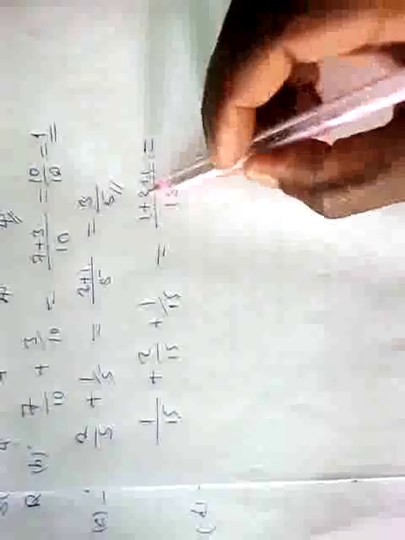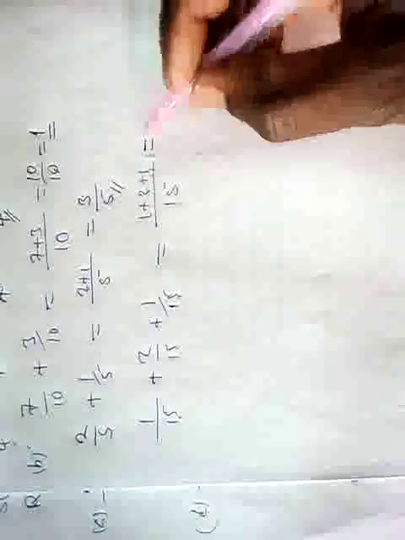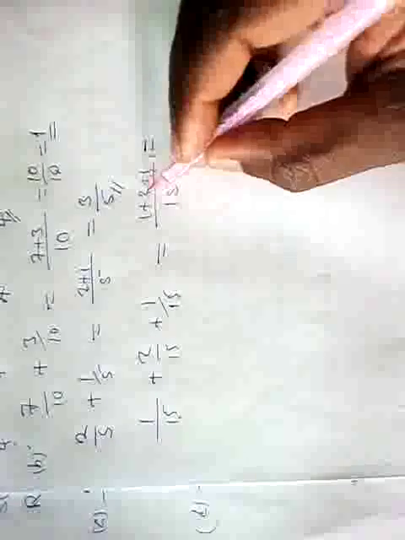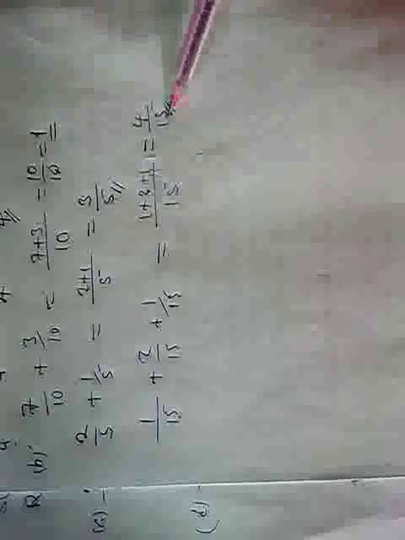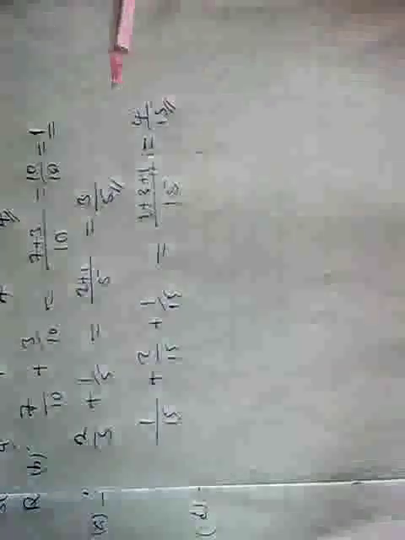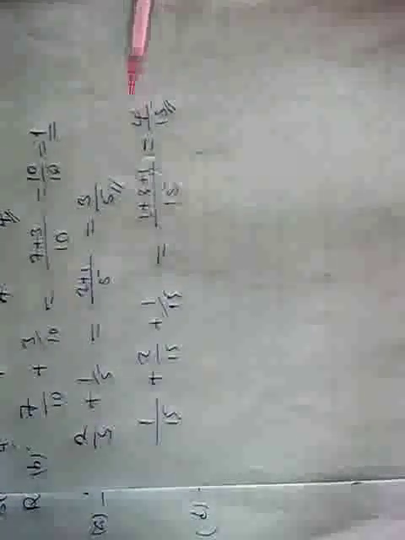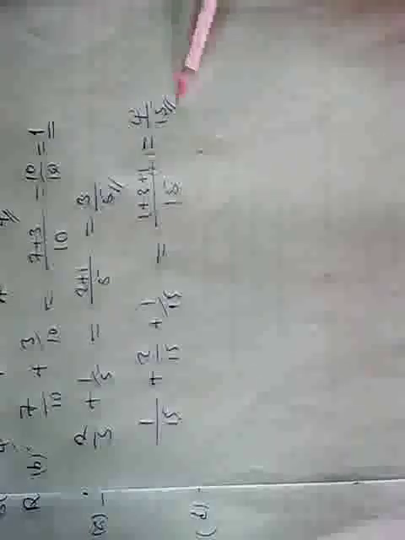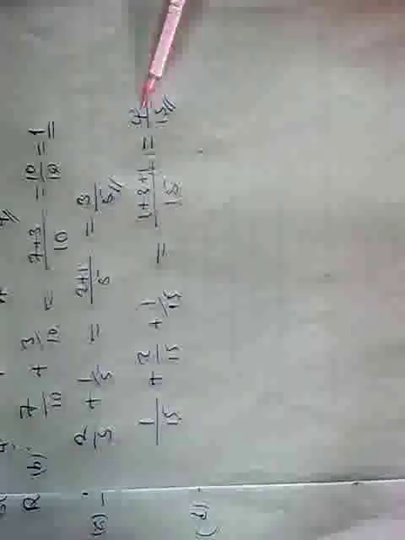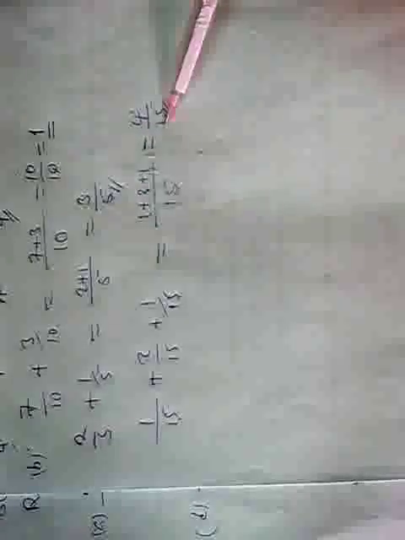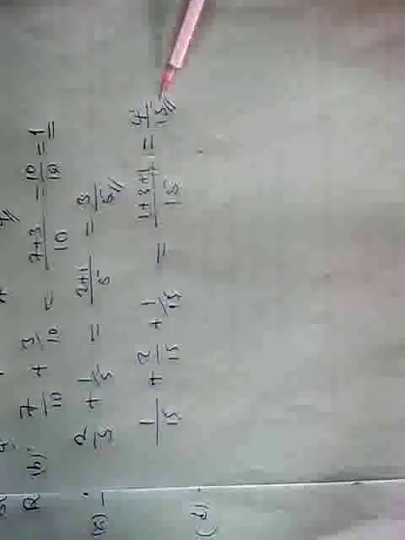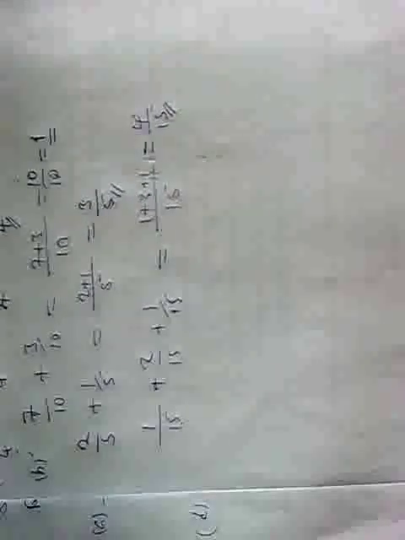So 1 plus 2, 3 plus 1, 4. So 4 over 15. Again, this is the final answer. 2 can go into 4, but 2 cannot go into 15. 3 can go into 15, but 3 cannot go into 4. So the common factor is 1. So 1 has no effect because 4 divided by 1 gives you 4, and 15 divided by 1 gives you 15. So this is the final answer.